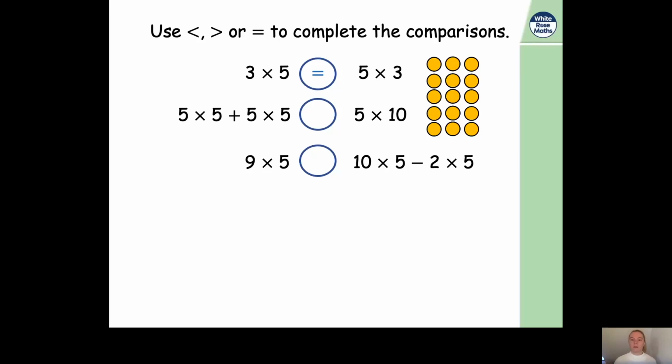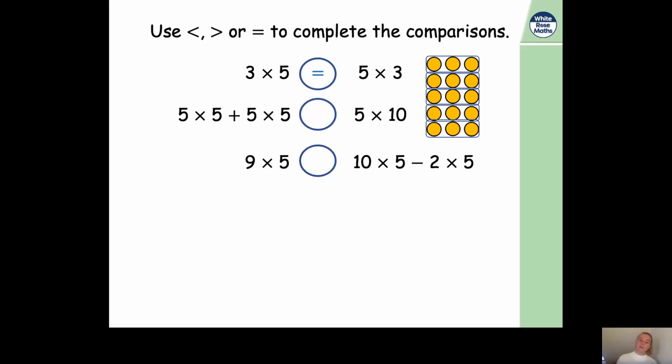We've got 3 multiplied by 5, 3 columns of 5, and we've got 5 multiplied by 3, because we've got 5 columns and we've got 5 rows with 3 in each. So can you have a go at the next two if you pause the video and see if you need the less than, the more than, or the equals to sign? Okay, let's see how you got on.